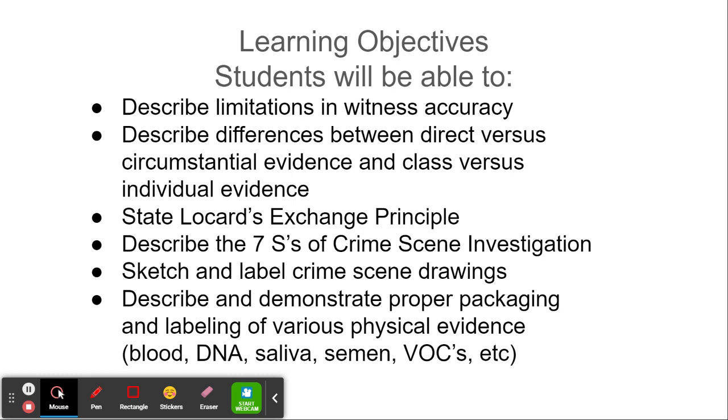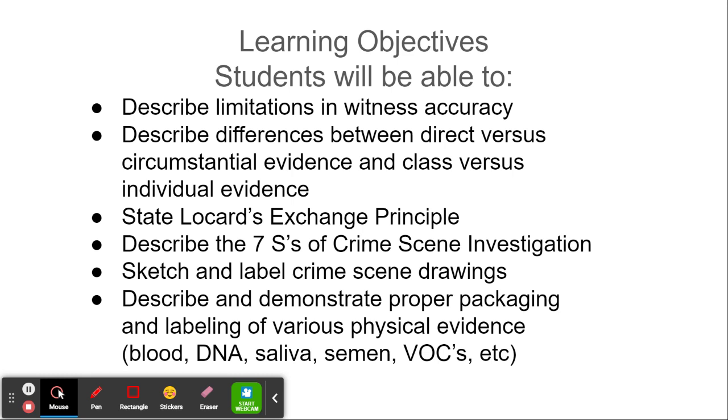We talked about it just briefly in our first section of notes as well, but we'll be revisiting it in a little greater detail in this particular round. The seven S's of crime scene investigation, what takes place during each of those different activities, being able to sketch and label crime scene drawings, being able to identify what information should or should not be included in that, the difference between a rough sketch and a final sketch, those types of things. And then describing and being able to demonstrate proper packaging and labeling techniques of various pieces of physical evidence.